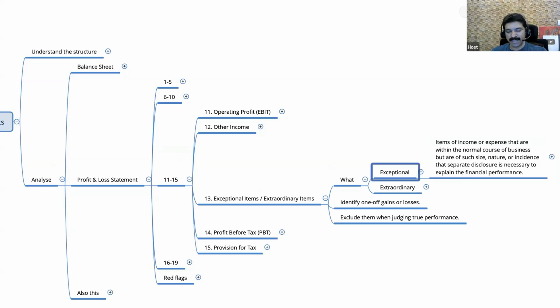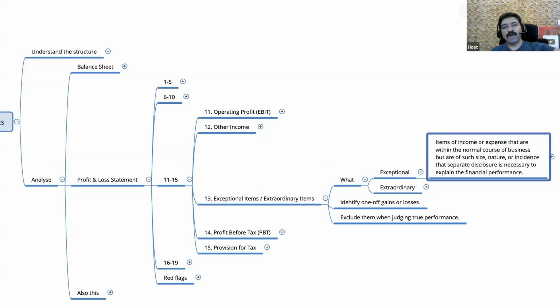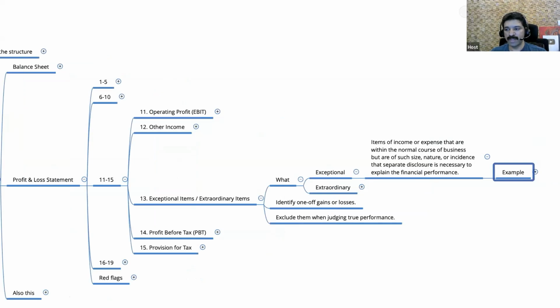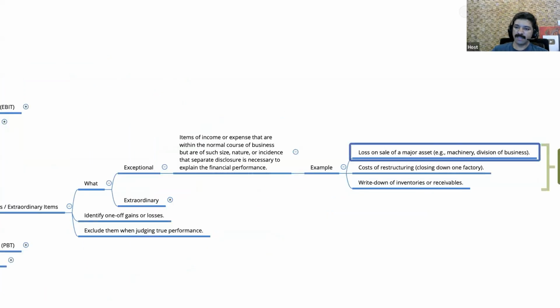So exceptional items are also income or expenses in the normal course of business only, but they are of some big size or of such nature. Let me give you some examples. Let's say there is a loss on account of sale of an asset. Selling an asset is a normal activity only, but this asset is a big asset, and so the loss is of such size. So it is shown as an exceptional item.